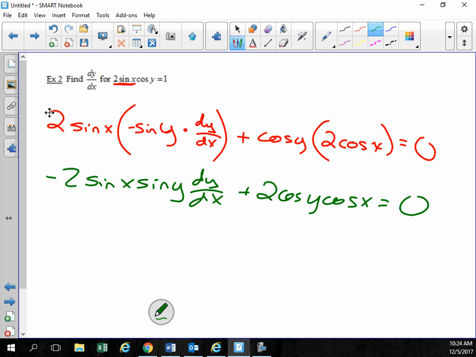So what are you going to do next? You got to do what? Solve for dy dx. So Gabriel, what do you want to do? We're gonna subtract 2 cosine. That works.